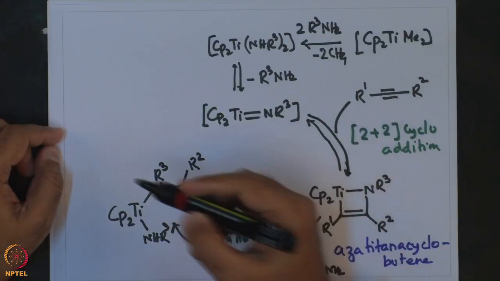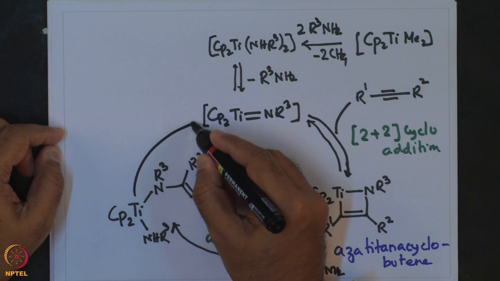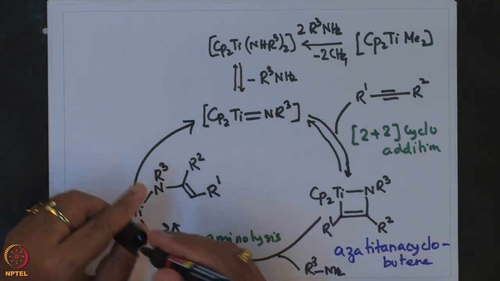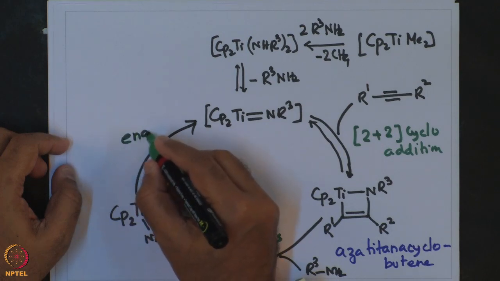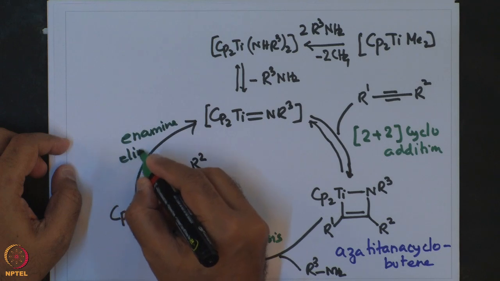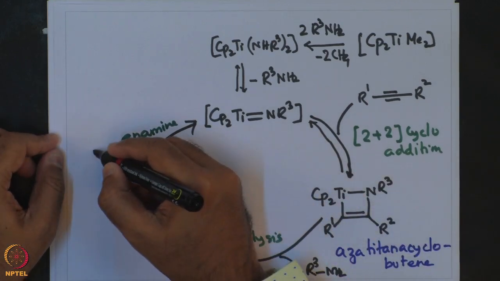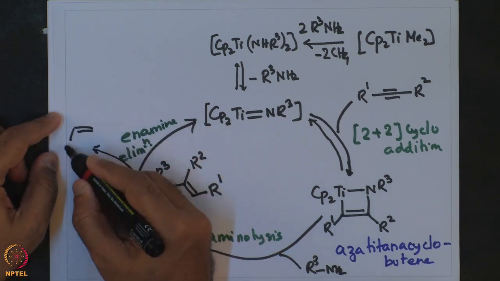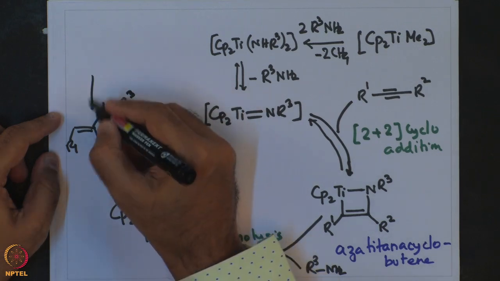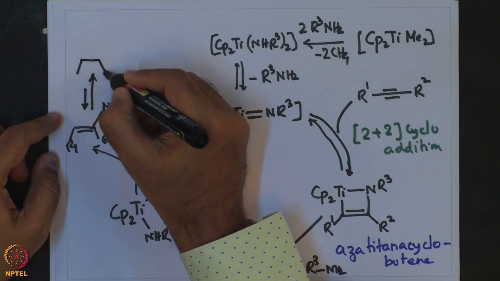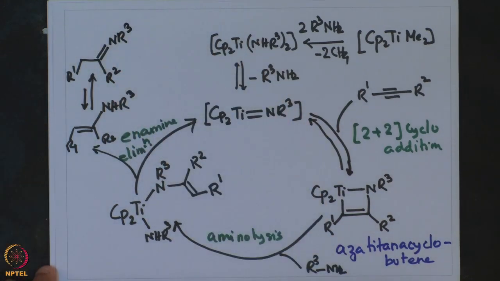Subsequently, elimination from this titanium amidoamine species, which is a simple enamine elimination step, in which enamine is eliminated to give R1 R2 NHR3, that is in equilibrium with R1 R2 NR3, giving the imine product.